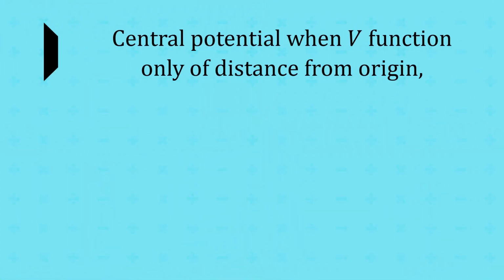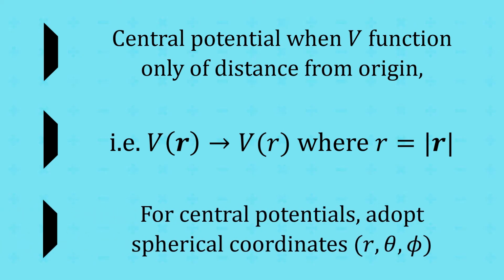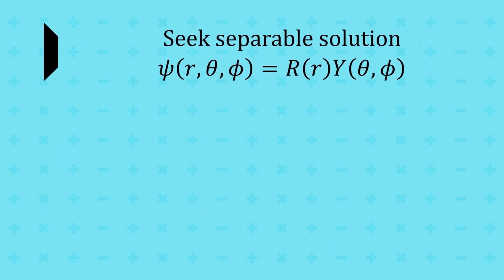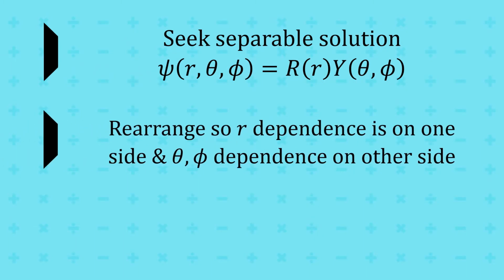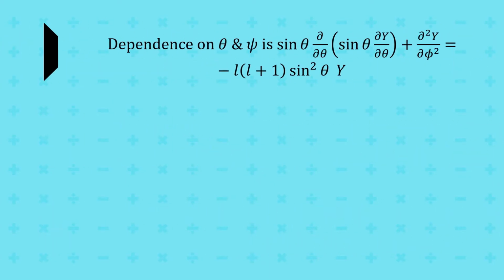Now, let's discuss the Schrödinger equation in spherical coordinates. A central potential is when V is a function only of the distance from the origin, i.e. we can write V of r as V of r, where r is equal to the modulus of r. For central potentials, we adopt the spherical coordinates r, theta, phi. To solve the Schrödinger equation, we seek a separable solution of the form given here. We can rearrange the Schrödinger equation so all the r dependence is on one side and all the theta phi dependence is on the other side. Hence, both sides must equal a constant, which we will call L times L plus 1.